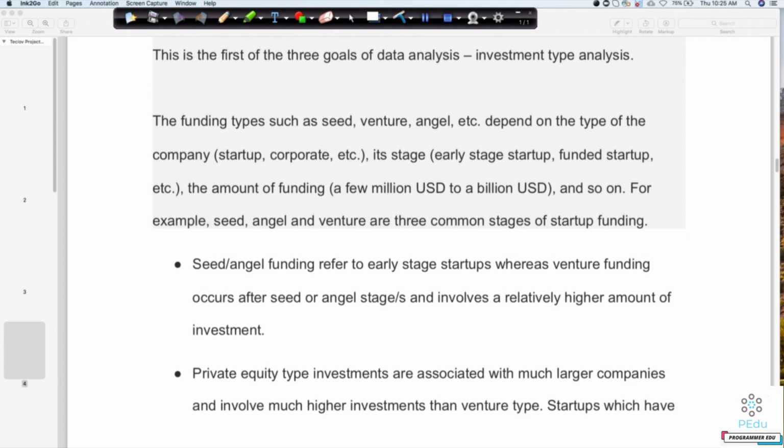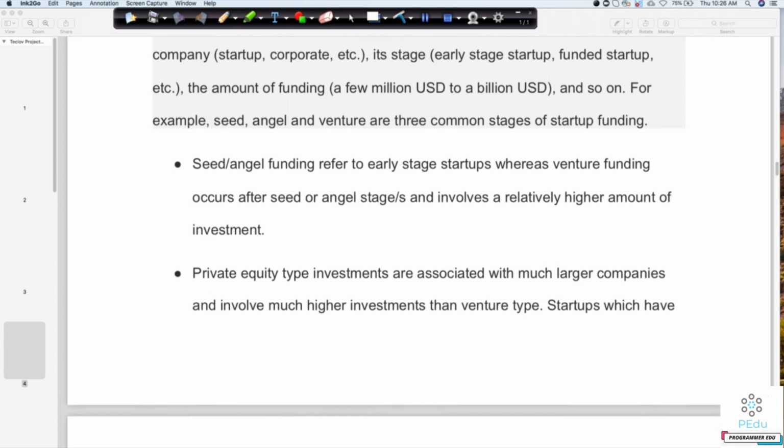Depending on the type of the company, which is either a startup or a corporate, its stages, either it's an early stage startup or a funded startup, or the amount of funding, whether it's a few million USD to billion USD and so on. For example, seed, angel and venture are 3 common stages of startup funding. Remember I told you I will come to that later. This is the point now. So let's talk about what is the seed, private equity and so on.